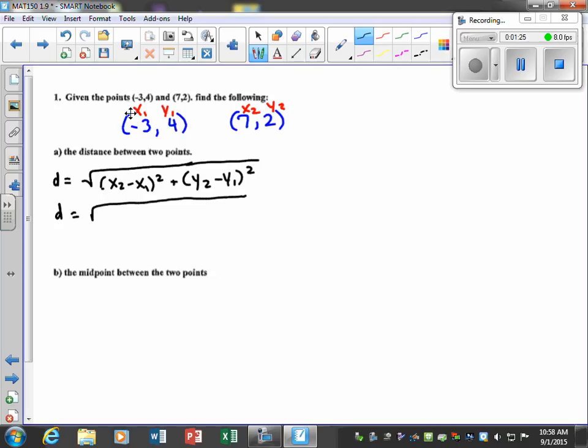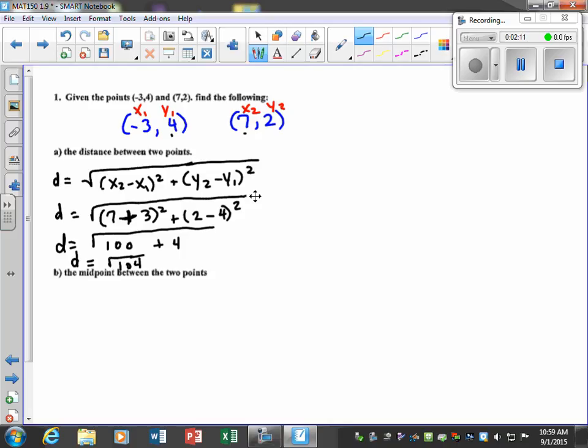x2 is right here, 7, minus x1, that's going to be a negative 3, which in a minute we're just going to change to plus 3, squared, and then y2 is 2, minus y1, which is here. Seven plus 3 is 10, so we're right here. 10 squared is 100. 2 minus 4 is negative 2, but negative 2 squared is positive 4. So square root of 104.